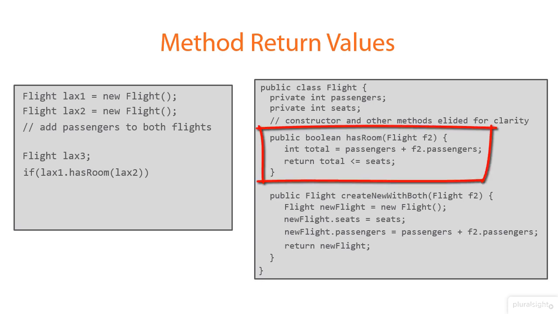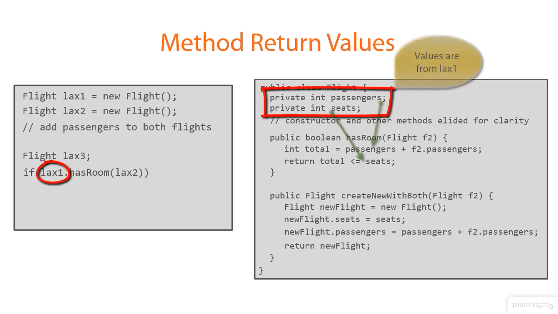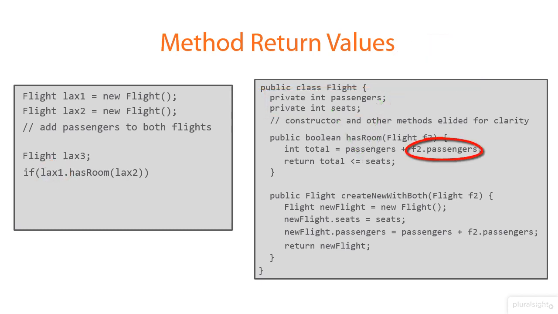When we get into the hasRoom method, because we called hasRoom against the lax1 flight instance, anywhere we refer to the class member variables passengers and seats unqualified, that means we're referring to the values currently in lax1. When we refer to passengers using the f2 reference, that's actually lax2's passengers, because that's the one we passed into the parameter. So when we run this method, it adds those together, and if there's room, it returns true. If there's not, it returns false.